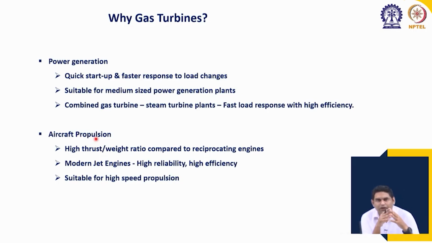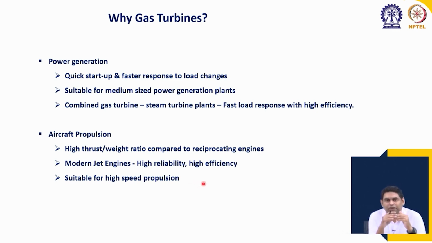Gradually things improved, and first passenger aircrafts also came with reciprocating engines, but once the jet engine was developed, almost all reciprocating engines were replaced by jet engines because of the high thrust to weight ratio and because of their high reliability, high efficiency and lower weight. So, lower weight translates to more fuel economy and more efficiency.